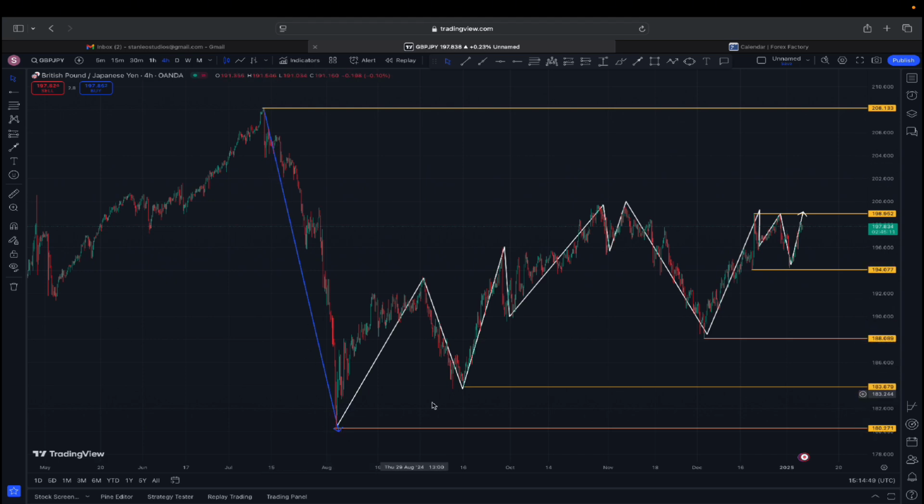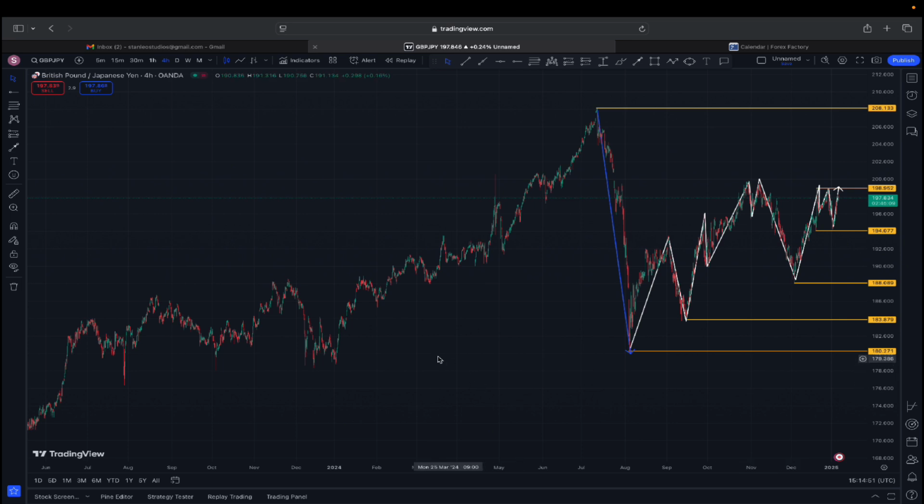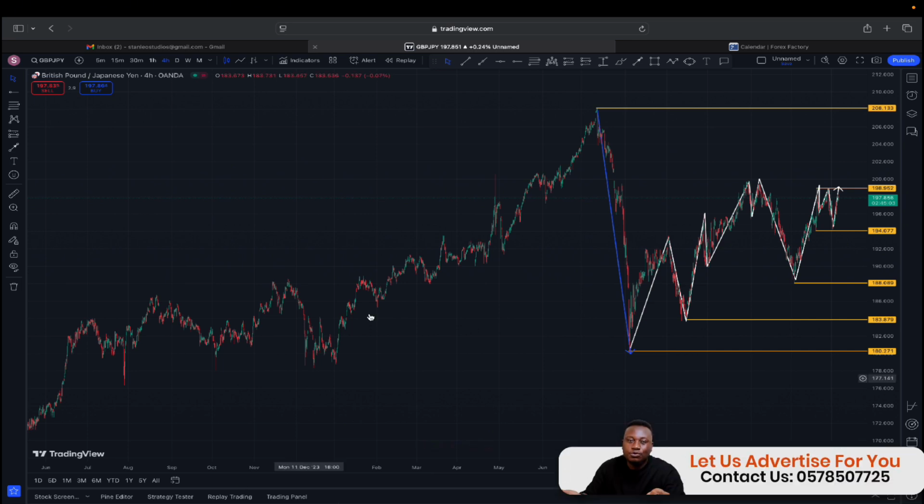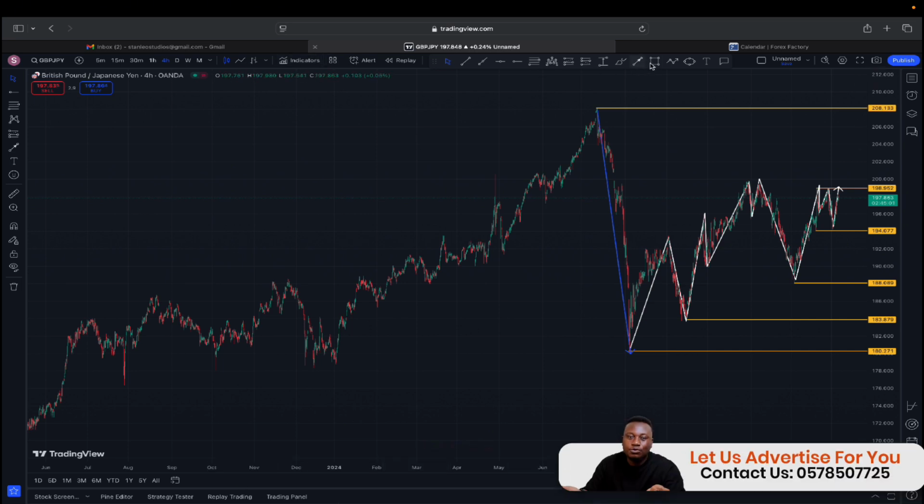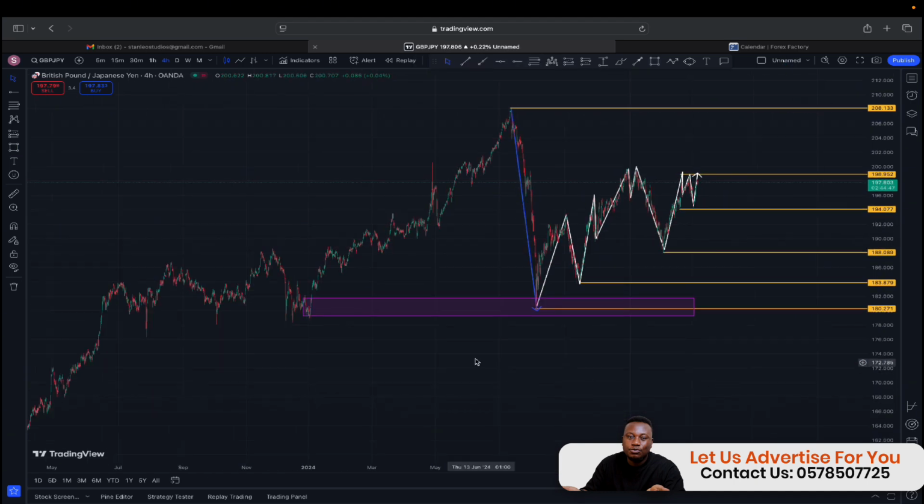Okay, but when it hits this, it came down to this place from the high and created this low here. So now let me map out my, well, let me say demand zone here. This is a demand zone. So when it hit this demand zone, market began to buy.